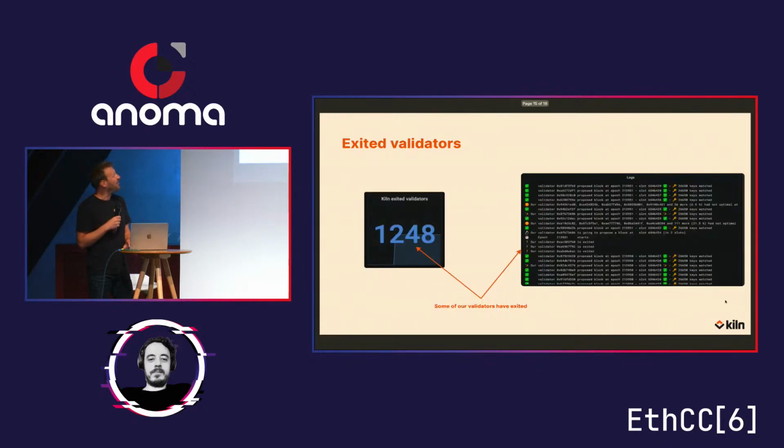And also another interesting metric: when you exit a validator, you want to be sure that your validator really exited. Because when you trigger an exit, you sign an exit message and you send it to your beacon node. Normally, there is no issue, but maybe your beacon node didn't correctly submit the exit message on the network, so maybe your validator did not exit. And so, with this feature, you can monitor all your exited validators.